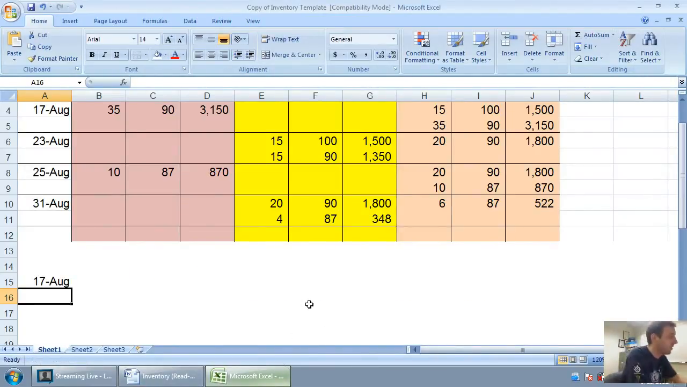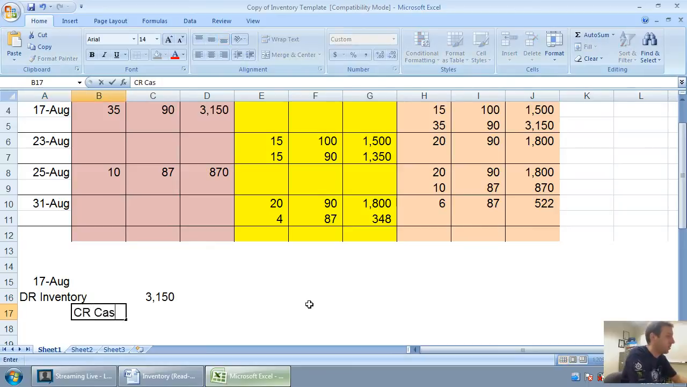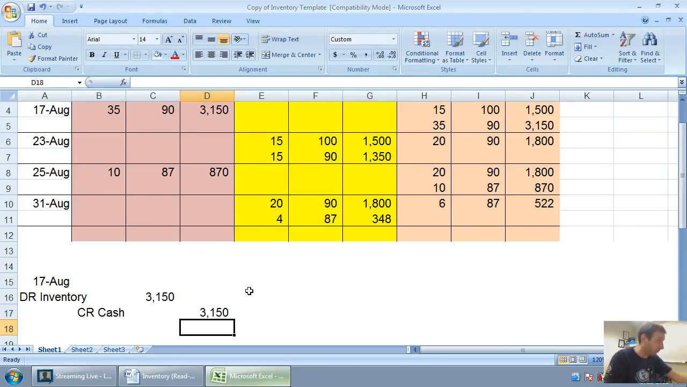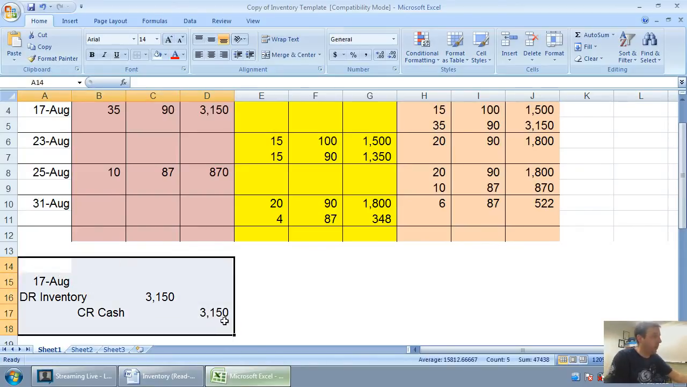So let's make a journal entry for that purchase. On August 17th, I'm going to debit inventory for $3,150. And let's assume we did it for cash. I'll credit cash for $3,150. Again, it could just as easily have been accounts payable. So that's August 17th in the bag. Let's go ahead and wipe that off.